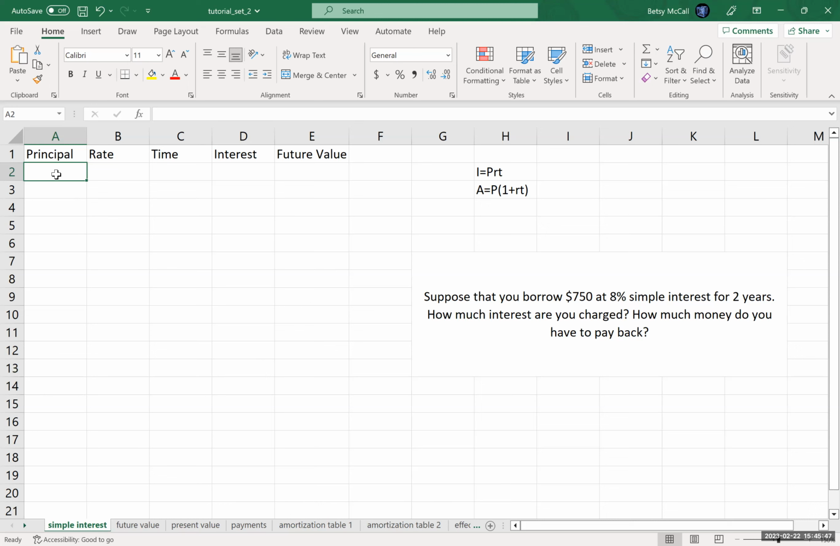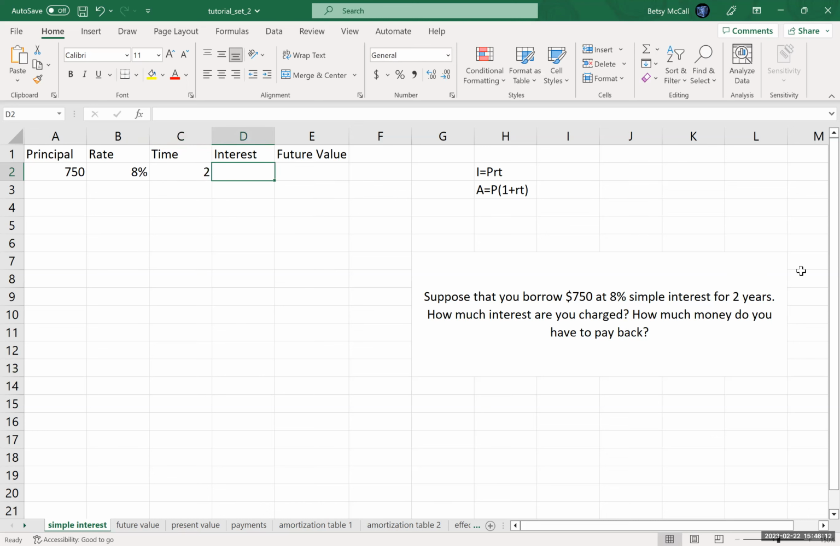The principal is the amount of money that you're borrowing in this case. So we're going to put $750 in this cell. The rate is 8%. So you can enter this as a percent in Excel or as a decimal. Time is in years, since this is given, that's the assumption that we generally make. So this is 2 years.